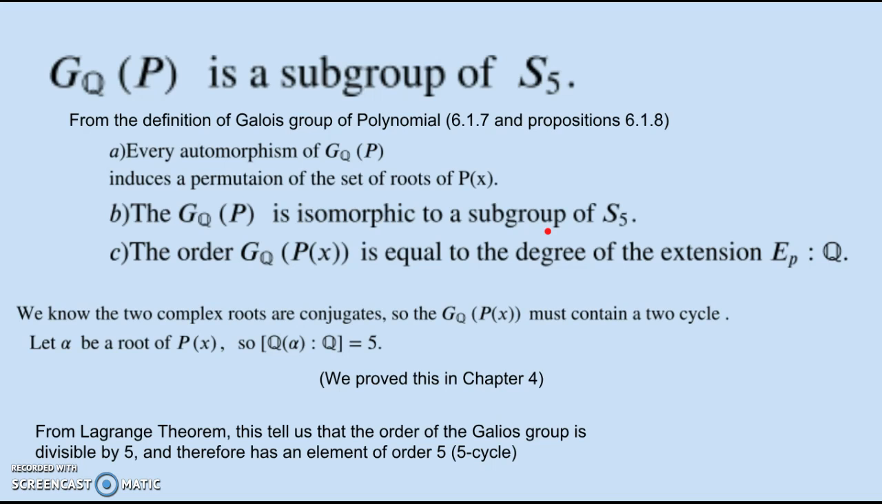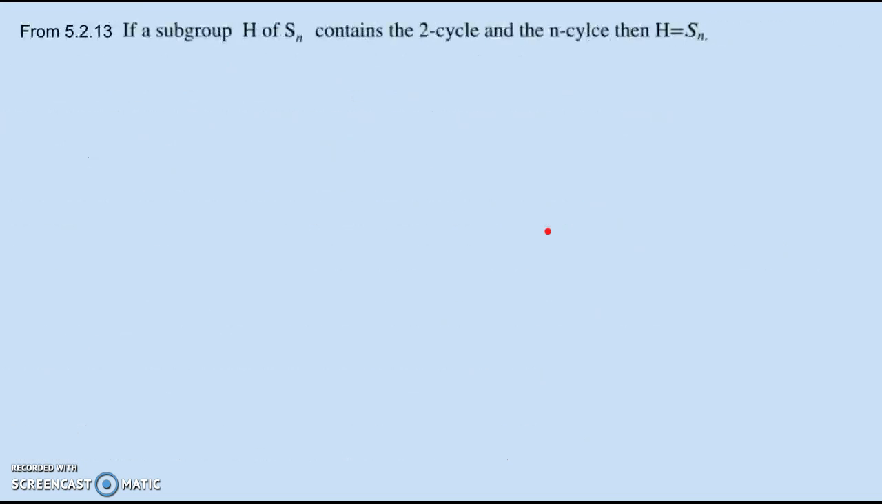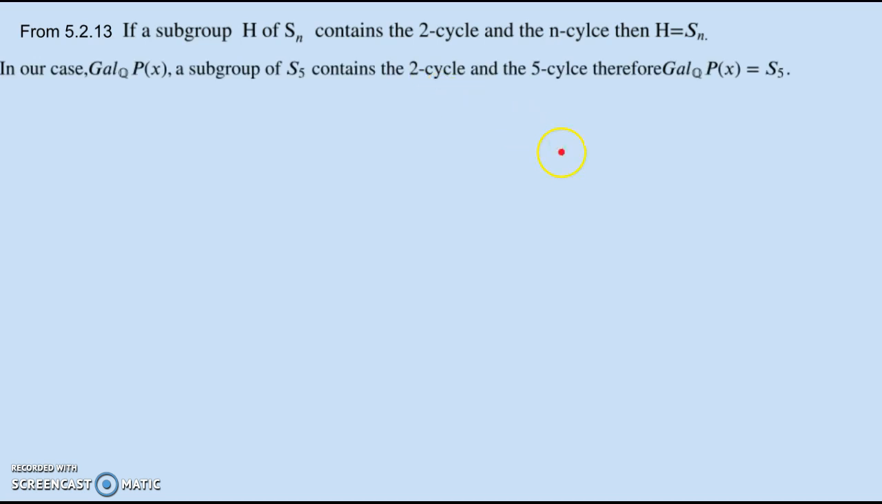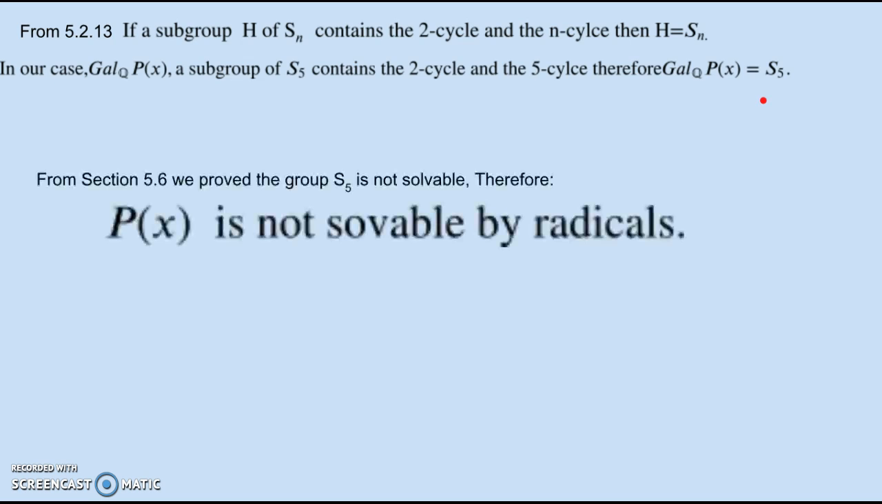What we're trying to figure out is what subgroup of S5 it is. And because it has a 2 cycle and a 5 cycle from this theorem, I plugged in all the stuff we know about our problem. We know that the Galois group is the same as S5. Then we've already proven that S5 is not solvable. So therefore, P of X is not solvable by radicals.